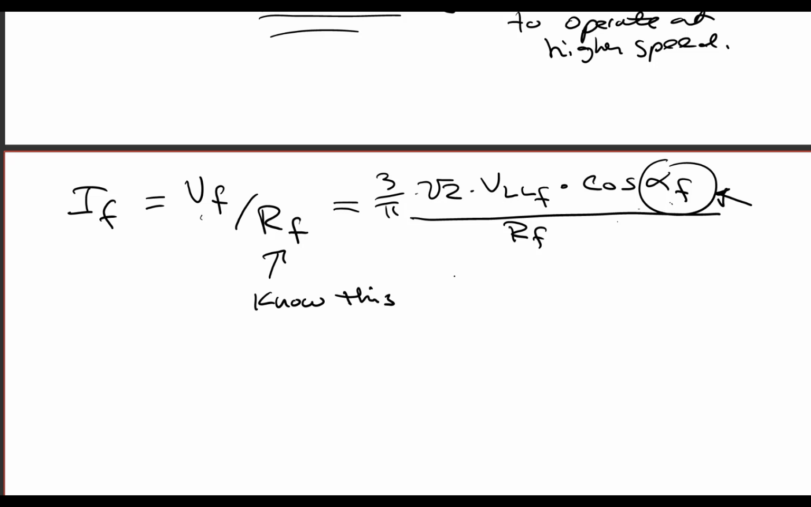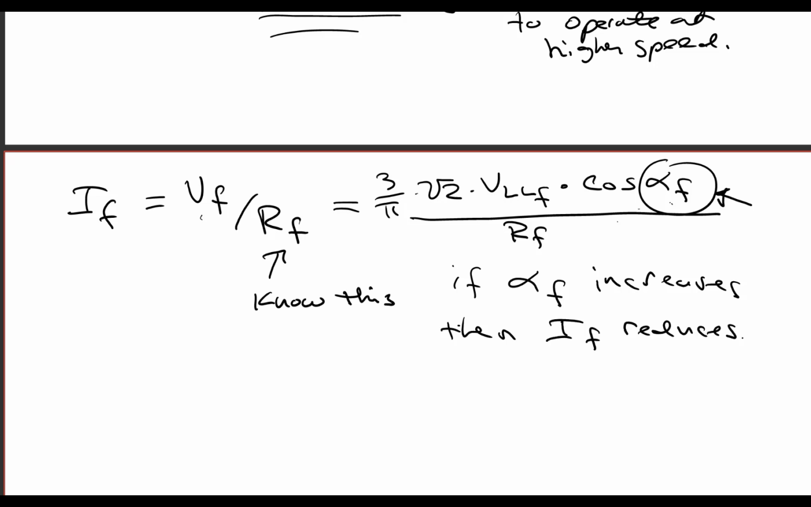If alpha F increases, then I sub F reduces, it goes down. Because if you had alpha F equals 0, then that would be the highest field current. We gave you a nominal. Well, you don't even have to have a nominal lambda. Okay, so we gave you, in the problem, did we give you the nominal field current?